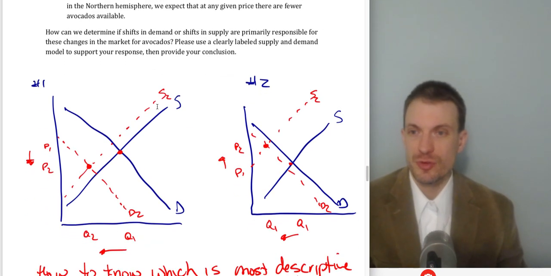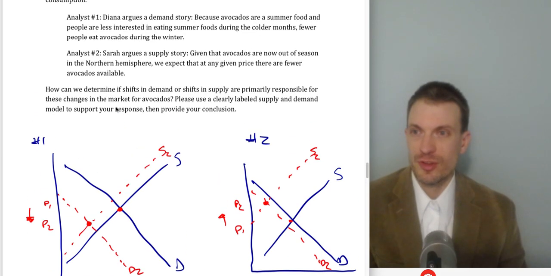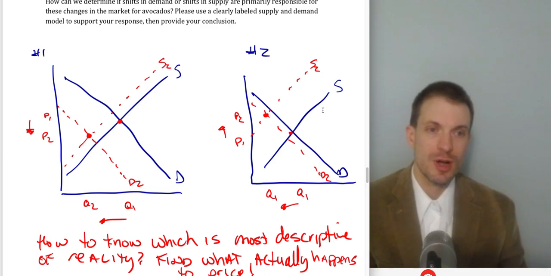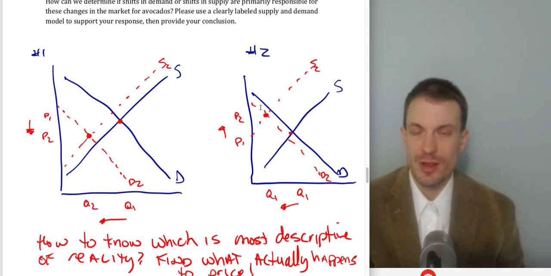Let's draw these pictures. We'll use the big-small method, and I'll draw the picture consistent with Diana's story. So I'll draw the primary effect as a decrease in demand. So I'll draw a massive decrease in demand, small decrease in supply. In picture 2, I'll draw a large decrease in supply, small decrease in demand. This is going to capture Sarah's story.